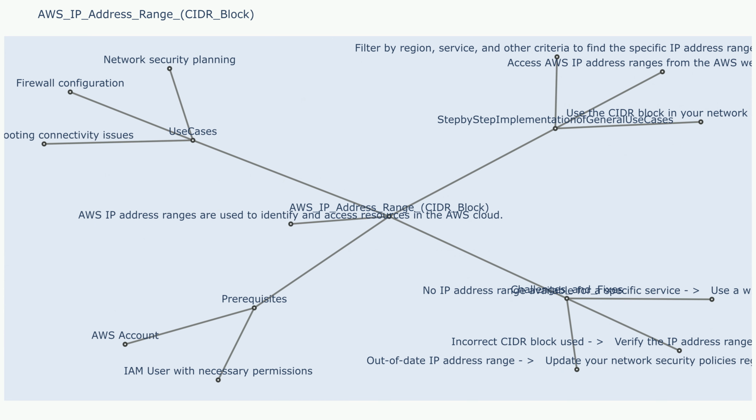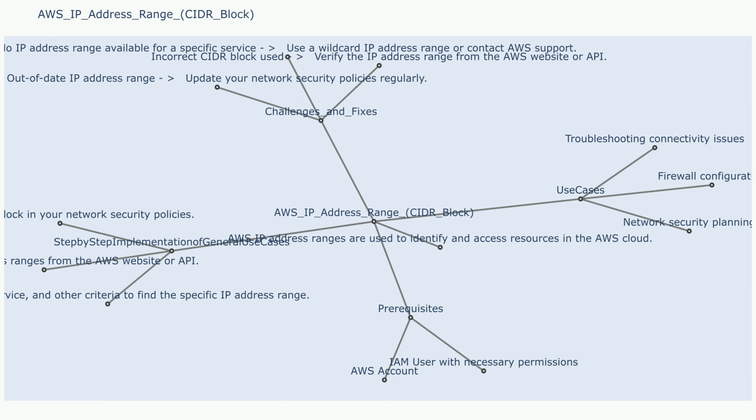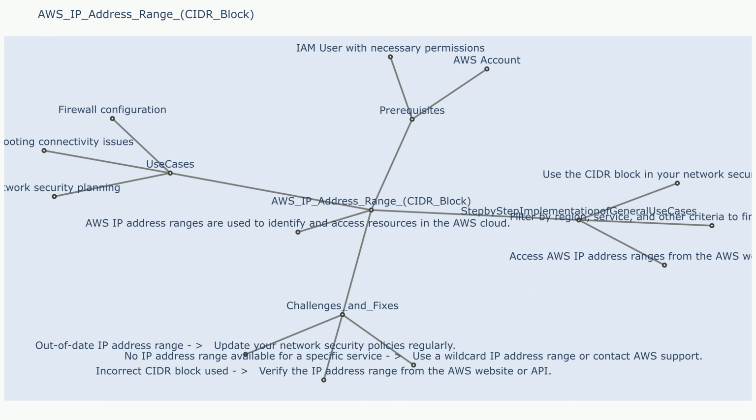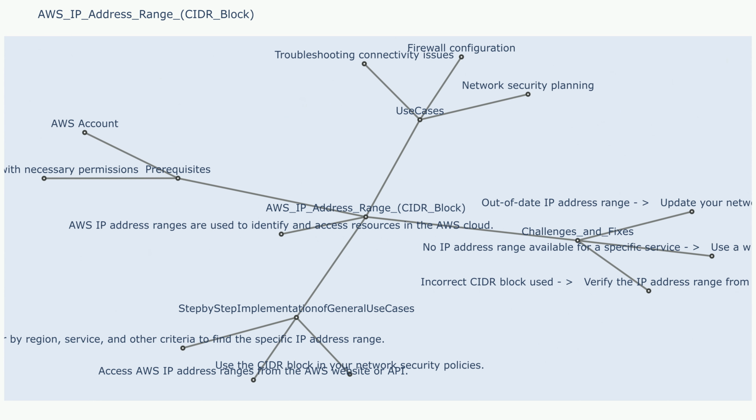Filter by region, service, and other criteria to find the specific IP address range. You can refine your search by specifying the region, service, and other relevant criteria to identify the particular IP address range you need. Use the CIDR block in your network security policies once you've obtained the appropriate CIDR block. Integrate it into your firewall rules, ACLs, or other network security policies.